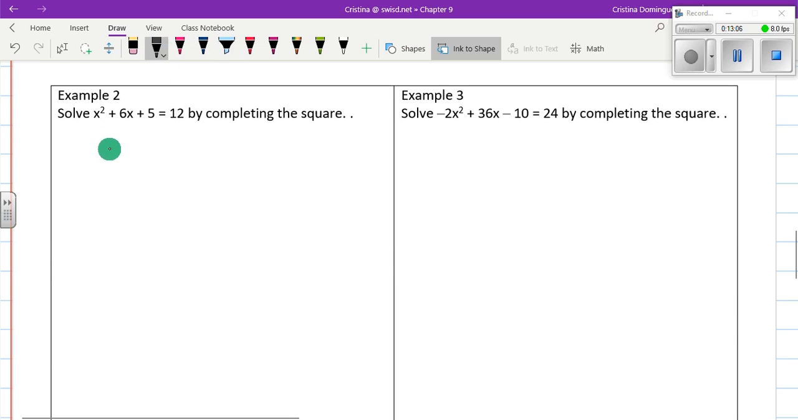So we're going to go ahead and follow our rules. First rule is to make sure that a is always 1. Is a 1? Yes, because a is whatever is in front of x squared.